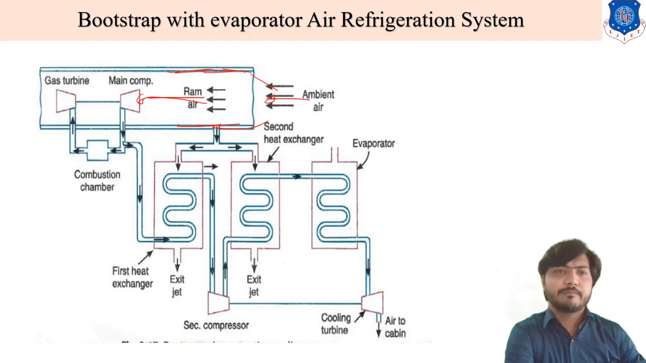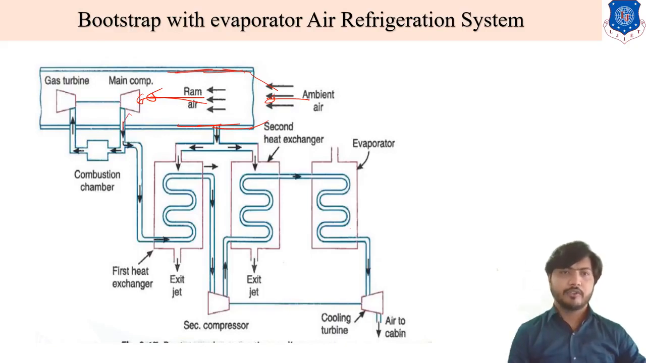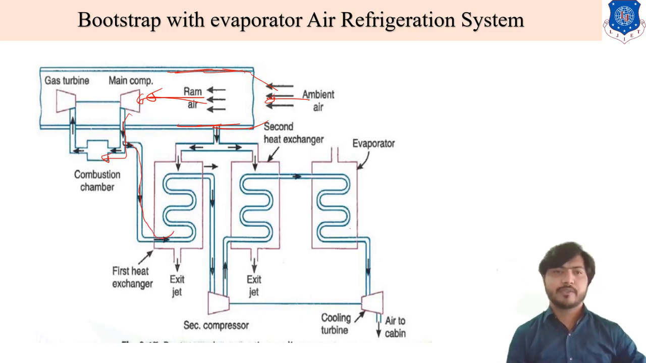This rammed air is passed into the main compressor, where an isentropic compression process takes place, and the pressure of the rammed air is increased to a high magnitude. But here some amount of pressurized air is passed into the combustion chamber, and some amount of air is passed into the next heat exchanger for the refrigeration process.